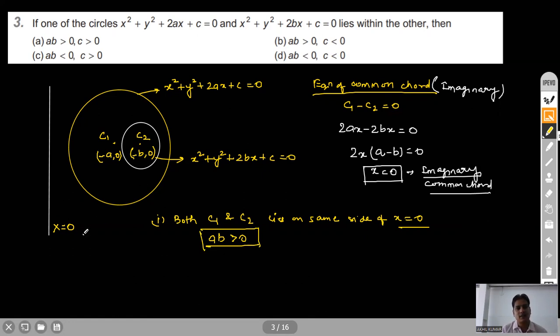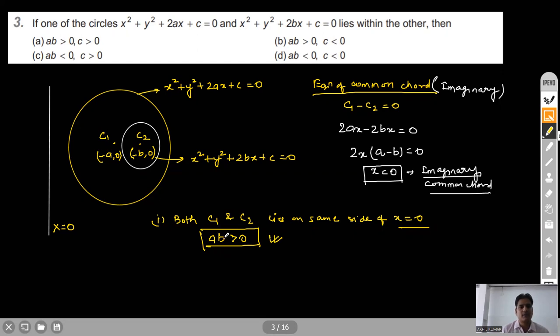Why? Suppose they lie on the right hand side of x equal to 0, then the coordinates of the center will be positive. What does it mean? This a and b both should be negative, and if both are negative, the product will be positive. And if C1 and C2 lie on the left hand side of x equal to 0, then the coordinates of the center will be negative. In that case, a and b both will be positive. So ab will be greater than 0.